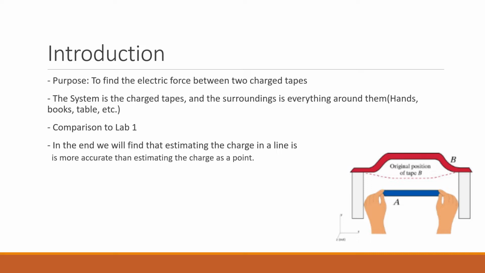This is very similar to lab 1, but in this lab we'll be estimating the charge as a line of charges instead of one point charge. And in the end of this experiment we'll find that estimating the charge in a line is more accurate than estimating the charge as a point.